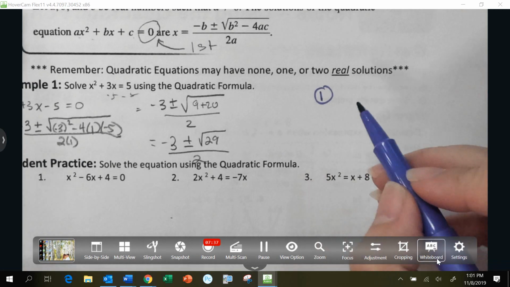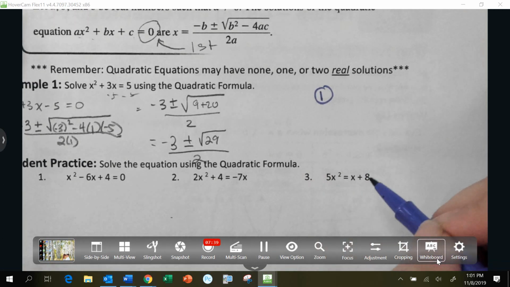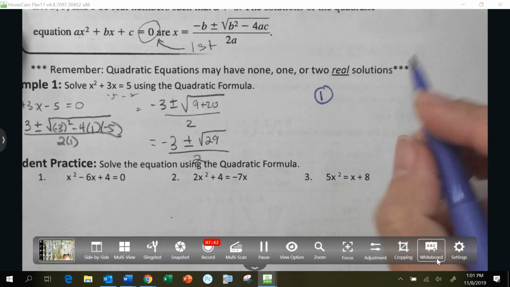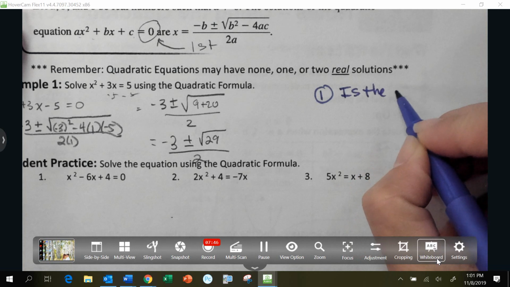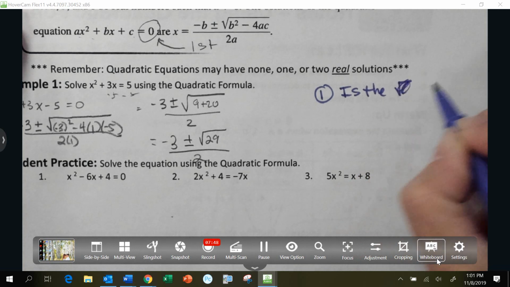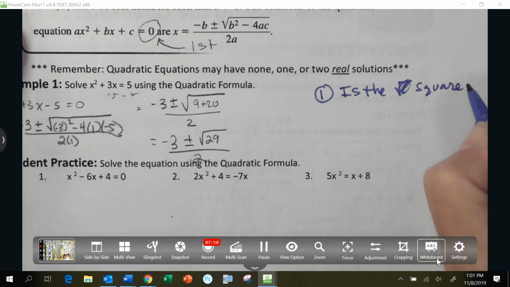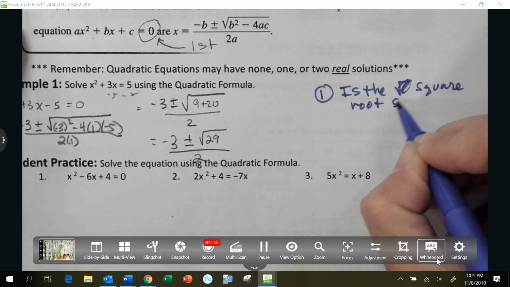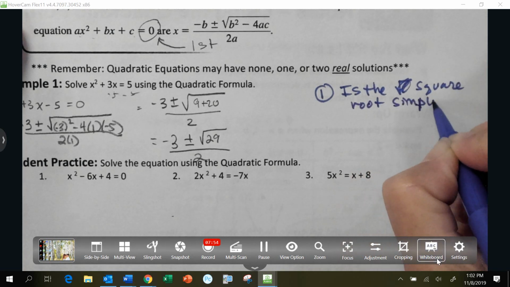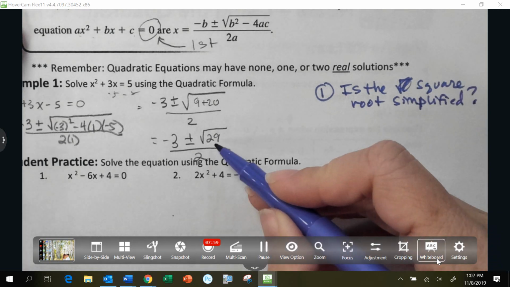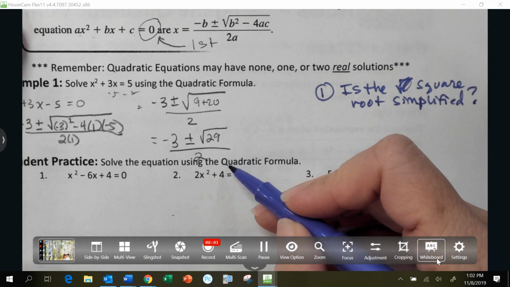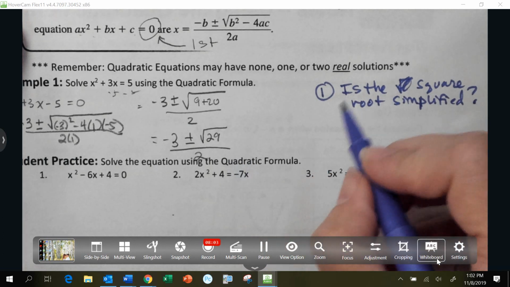Okay. There are 3 things we need to check before we know we're done. The first thing is, is the radical, the square root, simplified? Yes. So we look at square root 29. Can we break that down any further? Nope, we cannot. Second question.